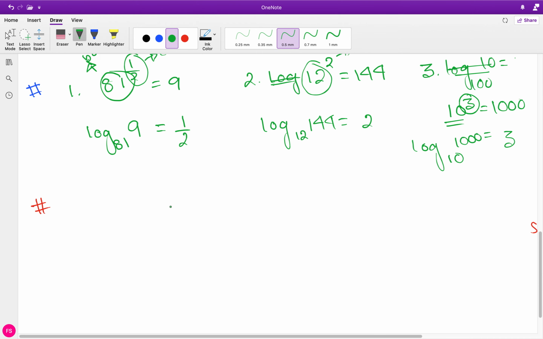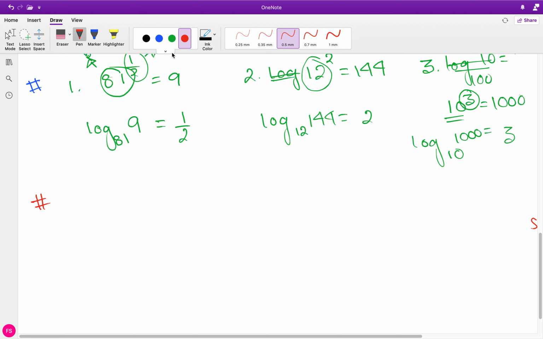The last type of example, I'm just going to show you how to evaluate logarithmic expressions. Let's say I have log of 32 with the base of 2. Now you need to think of a power that will make this equal 32. 2 to the power of 1 is just 2, 2 to the power of 2 is 4, 2 to the power of 3 is 8, 2 to the power of 4 is 16, but 2 to the power of 5 is 32. That means this must be equal to 5.